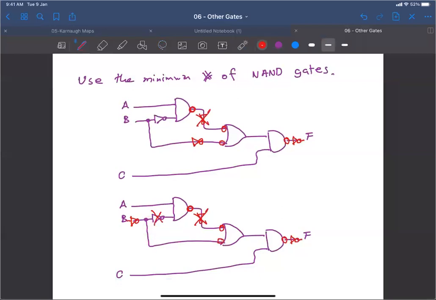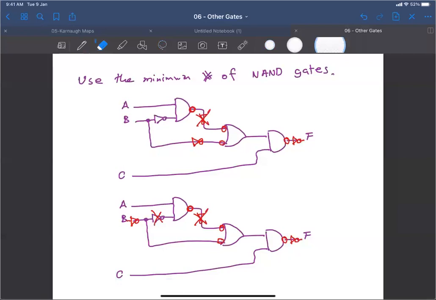So compare the number of inverters between the two options. Which one results in a better or minimum number of inverters? Clearly, the second option, which is 2 inverters. So I'm going to erase this one.